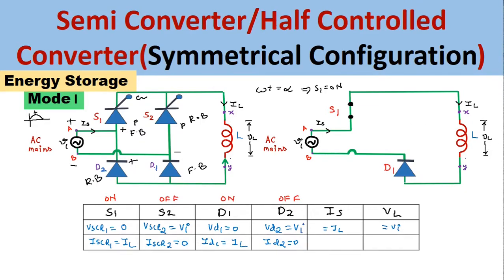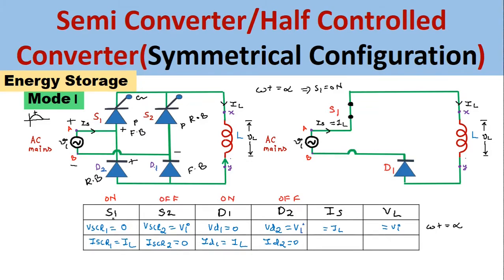If we find out the voltage across the load, what will it be? It will be equal to the input voltage after omega t is equal to alpha. And what is the source current? Source current will be equal to load current in this condition. Now we will find out the voltage and current values for different devices.